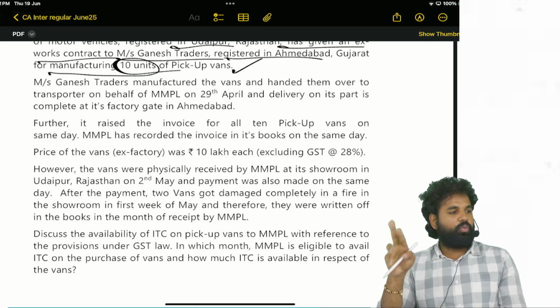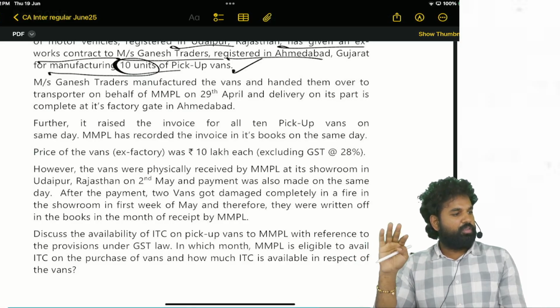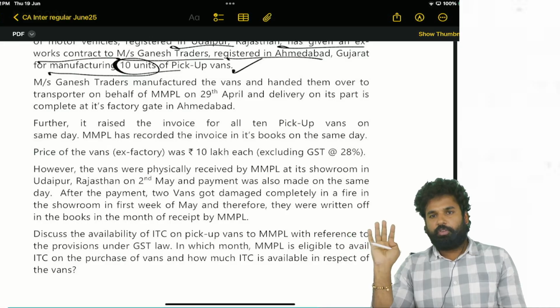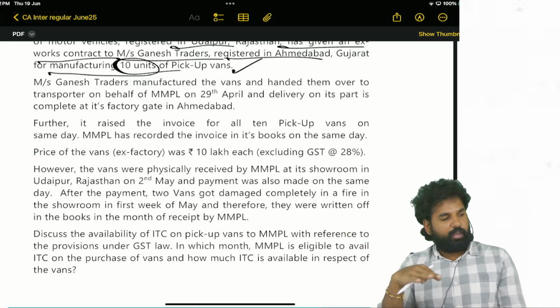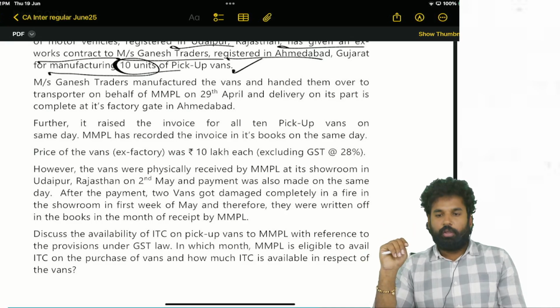After the payment, 2 vans got damaged completely in a fire in the showroom in the first week of May, and therefore they were written off in the books in the month of receipt by MMPL. You understand this? 2 vans completely damaged. Discuss the validity of availability of ITC on pickup vans to MMPL with reference to provisions under GST law, in which month MMPL is eligible to avail ITC on the purchase of vans, how much ITC is available in respect of the vans. When they can avail?